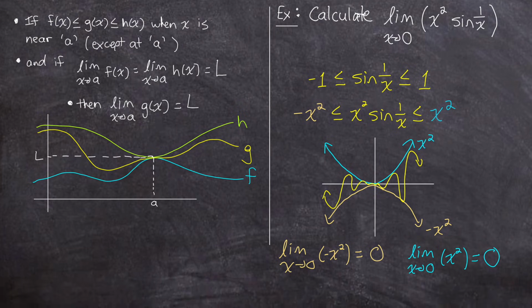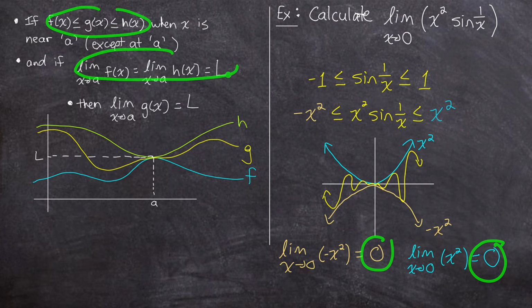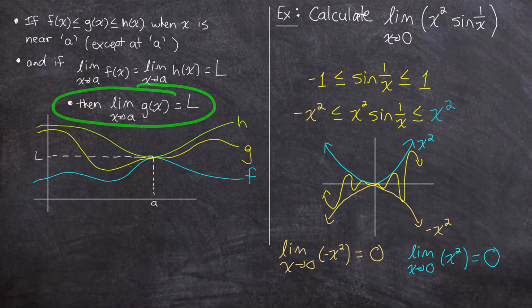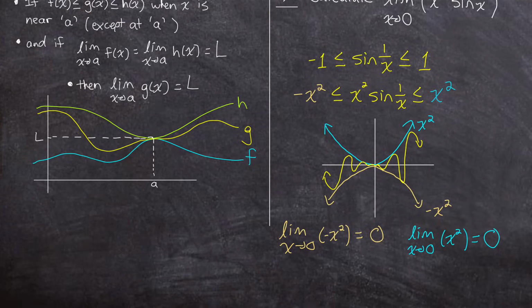So since both of those functions share the same limit, we've now met the first two criteria of the squeeze theorem, which means the third statement here must be true. It means the function between x squared and negative x squared must share that same limit. As x approaches 0, this function must also be approaching 0. So we can state that as our final answer.